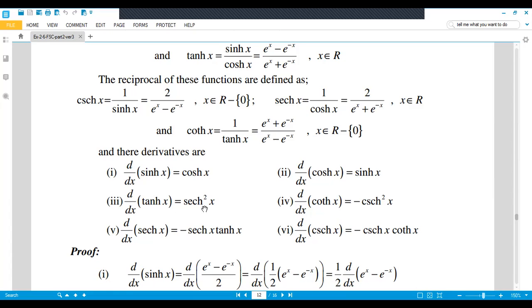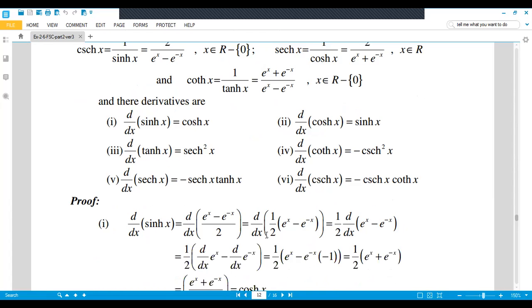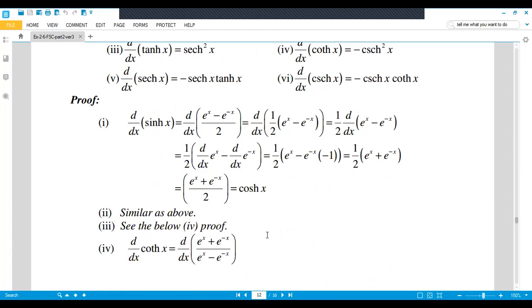The derivative of tangent hyperbolic x is secant hyperbolic square x, and of cotangent hyperbolic is minus cosecant hyperbolic square x, and of secant hyperbolic x is minus secant hyperbolic x into tangent hyperbolic x, and of cosecant hyperbolic x is minus cosecant hyperbolic x into cotangent hyperbolic x. So the negative is for secant, cosecant and cotangent, meaning that for the inverses only the minus sign will come. Now the proof of the first is given.